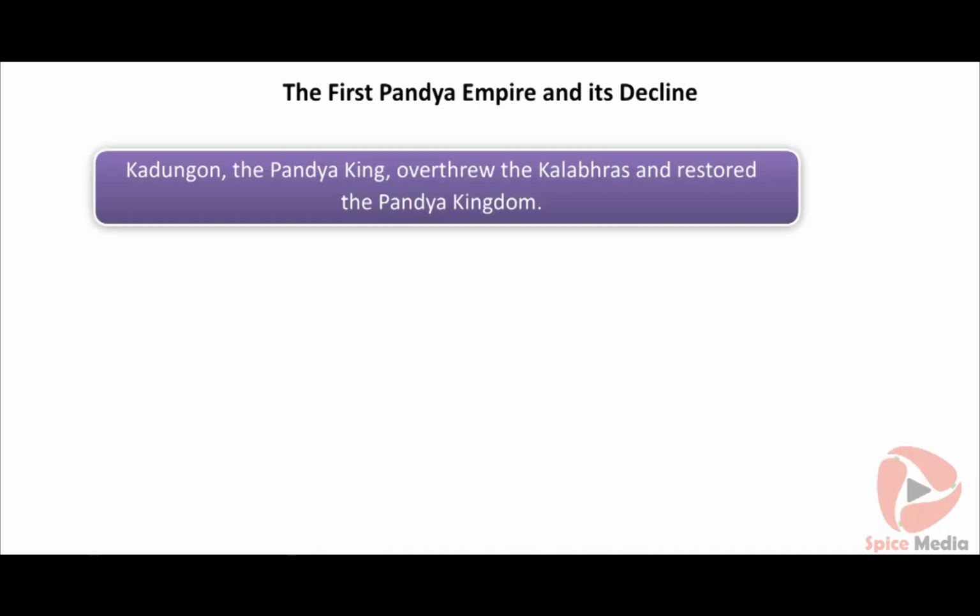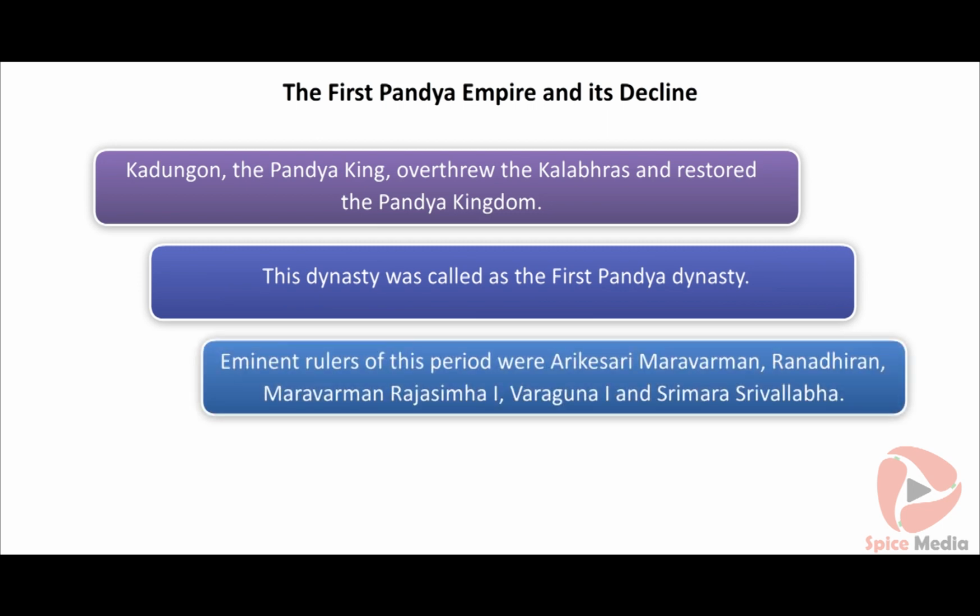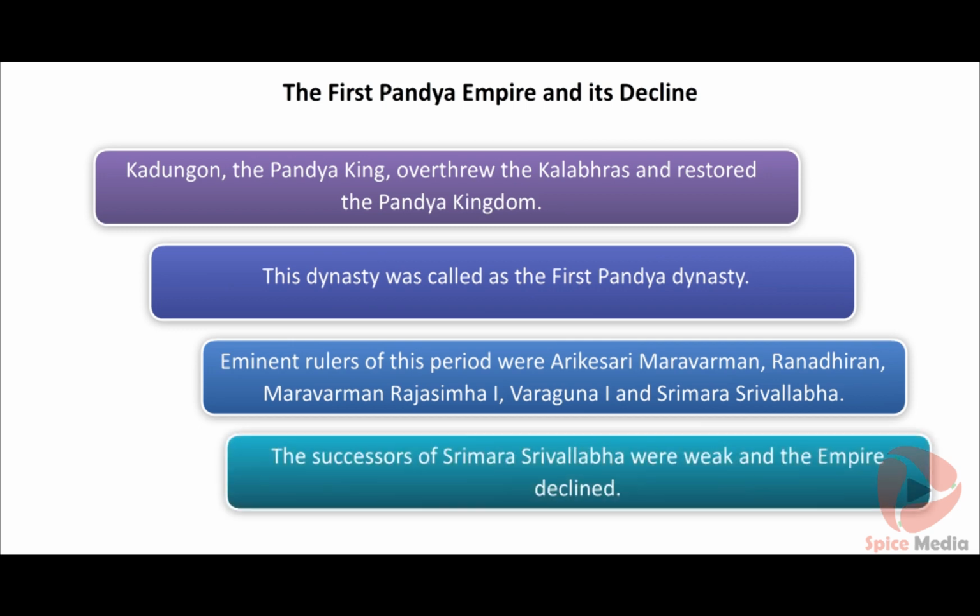During the end of the 6th century AD, Kadungon, the Pandya king, overthrew the Pallavas and restored the Pandya kingdom. The dynasty founded by him lasted from 550 to 950 AD. This dynasty was called the first Pandya dynasty. The kingdom comprised of Salem, Trichirappalli, Coimbatore and Tanjore.